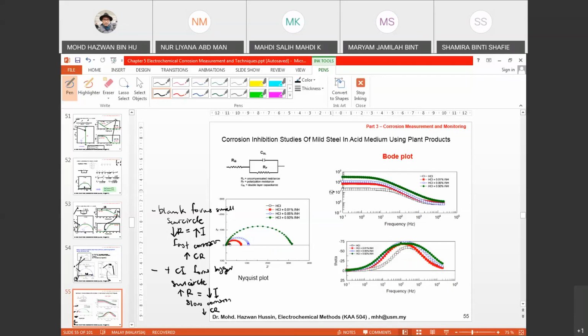For the Bode plot, as I told you, the first one is the modulus Z versus frequency. You will see that the absence of inhibitor produces a lower resistance value, and the presence of corrosion inhibitors produces a higher resistance value. Another thing you can point out is that your RS value is almost the same.